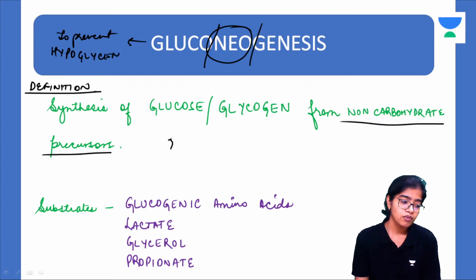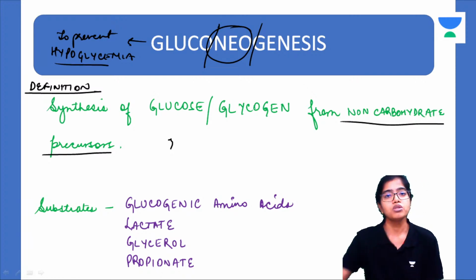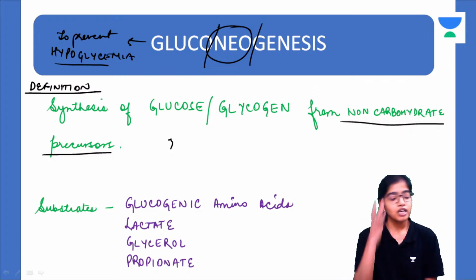Okay. Whenever a person is fasting, firstly, what is used? The blood glucose level. The blood glucose gets rapidly utilized. Then what is utilized? The glycogen stores. Those also get utilized fast. After that, what is utilized?